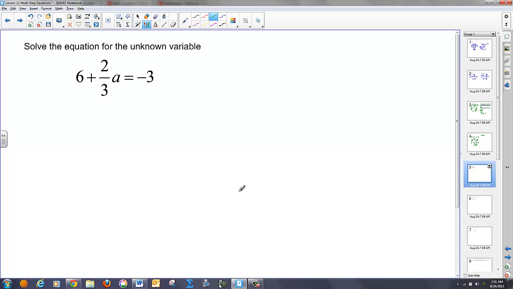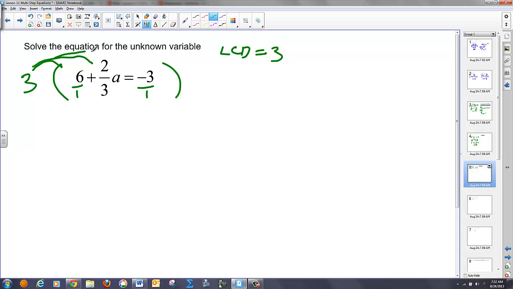In our next problem, we see we have denominators of 1 on the right, and now I have two terms on the left. This has a denominator of 3, this has a denominator of 1. So the LCD for all terms is equal to 3. I'm going to multiply each term in the equation by 3. So I'll multiply this by 3, this by 3, and this by 3, and clear all the fractions out. 3 times 6 is 18. Notice the 3 and the 2/3.